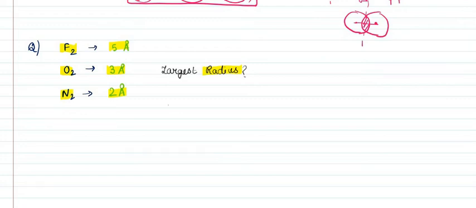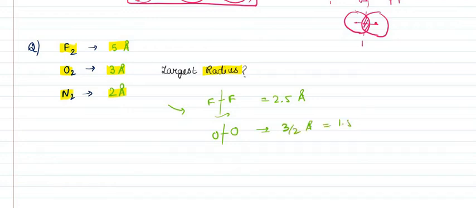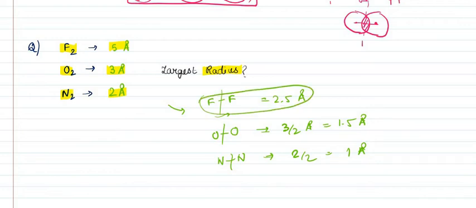Have you got the answer? Yes, it is very easy actually. Fluorine, cut it in the middle, 2.5 angstrom. Oxygen, cut it in the middle, it is 3/2 angstrom, which is 1.5 angstrom. Nitrogen, cut it in the middle, it is 2/2, which comes out to be 1 angstrom. So the largest radius is fluorine, right?